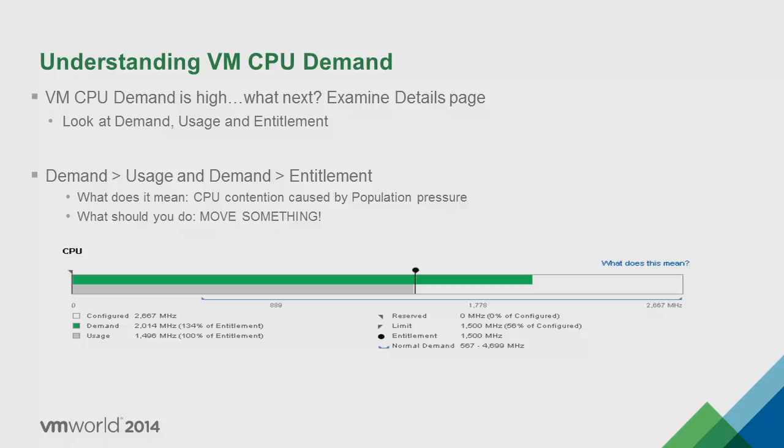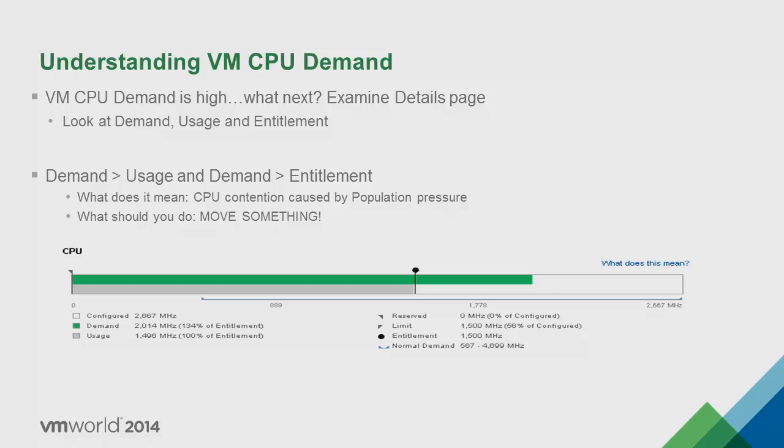So looking at this bar on the bottom, the green bar is what we call demand. The gray bar is usage. And simply the way that we describe it is demand is how much the virtual machine wanted, and usage is how much it got. Generally, the difference between them is contention. When I don't get what I want, it's called contention. All right? So that's at the high level.